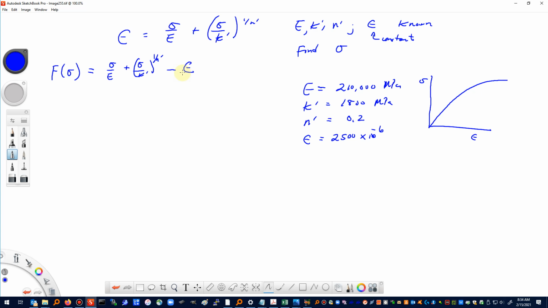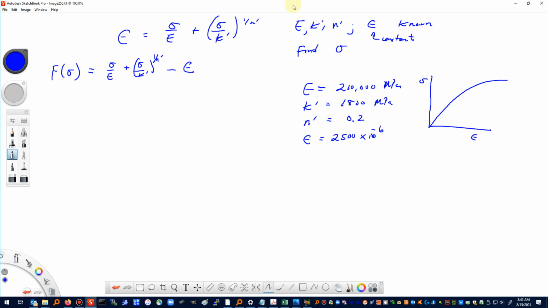Okay, so the terms that we know are E, K prime, and N prime, and a known level of strain, epsilon, and we want to find the sigma that makes this work out. We have our material properties that are known, capital E, K prime, N prime, and we're going to use a strain of 2500 microstrain.